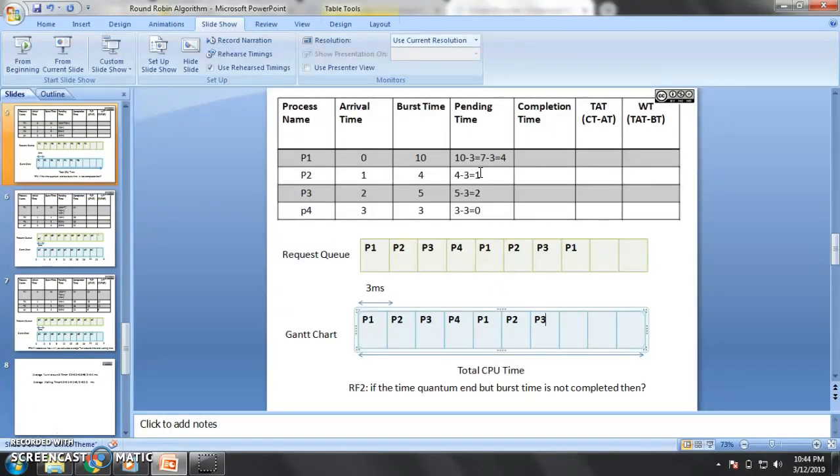Its pending time is 1. So it will not process for the 3 microsecond. P2 will process only for the 1 microsecond. So after that 1 microsecond, P3 will start to execute.